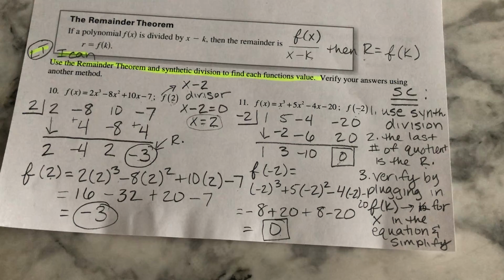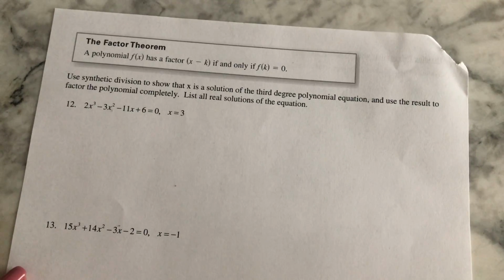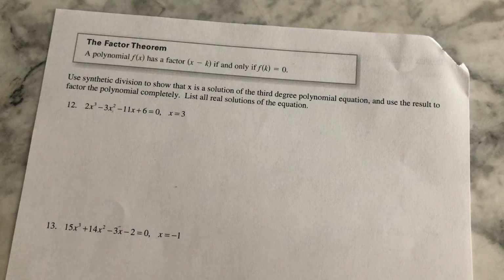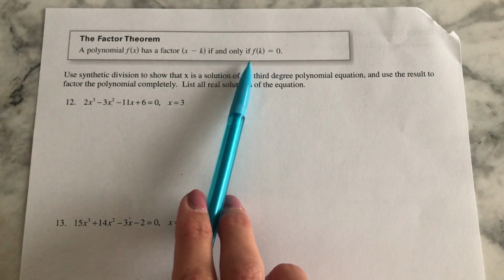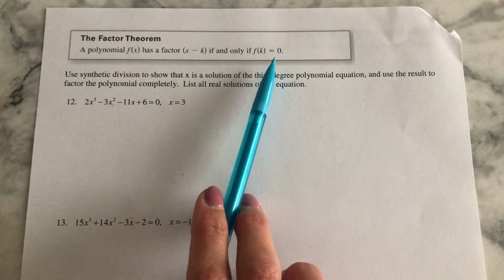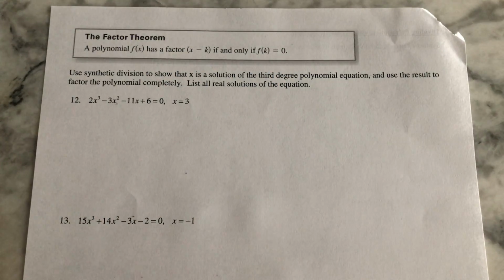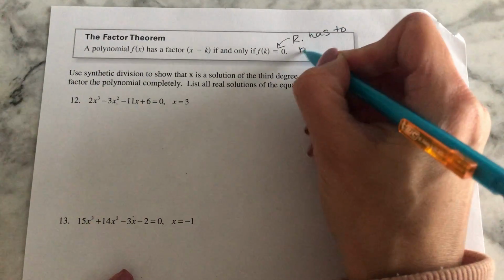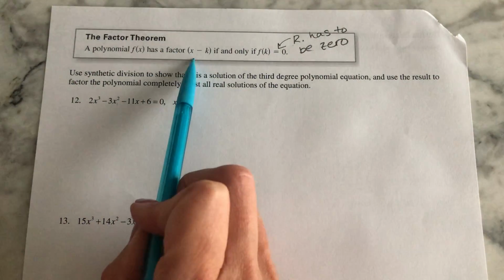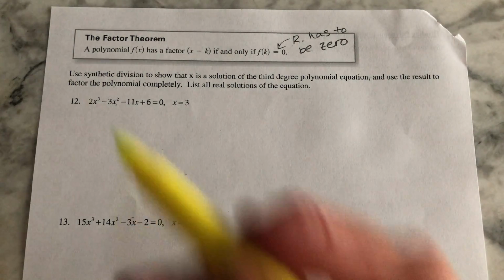So let's move on. We'll turn to page 20 now, and we're going to look at the factor theorem. The factor theorem says that the polynomial f of x has a factor of x minus k if and only if f of k equals 0. So in order for this to be a factor, you have to have a remainder of 0. This is our remainder. The remainder has to be 0 in order for this to be a factor. That's what the factor theorem is saying. Okay, so that's important here.